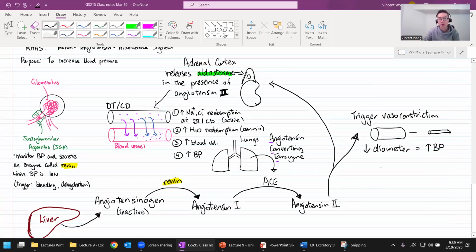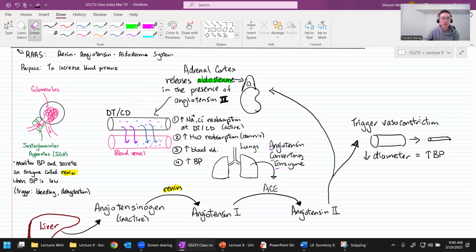We are able to help increase the blood pressure by number one, squeezing on the blood vessels, and number two, absorbing more sodium chloride, increasing the salt and the water concentration in blood to increase blood volume and increase blood pressure. So this series of events that are happening to counteract low blood pressure, we call this the RAS system. Your body's way of maintaining blood pressure homeostasis.